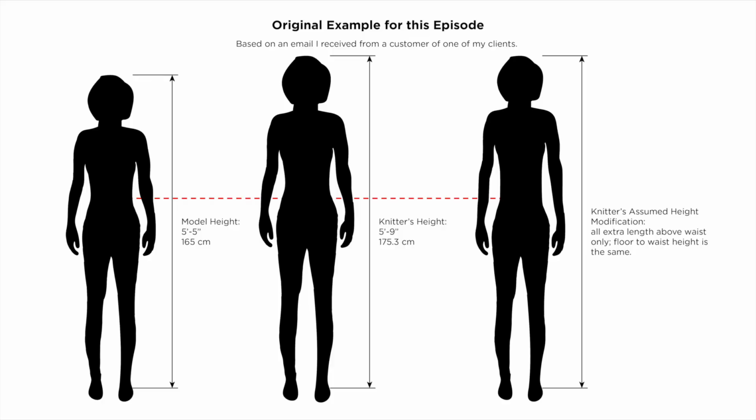They said, okay, the model is 5 feet 5 inches. I am 5 feet 9 inches. That's 4 inches different, so I need to knit my garment 4 inches longer. What that means though is the assumption that was being made in that case is that vertical difference in height of 4 inches was from the waist up. The assumption being made was that the legs were exactly the same length.